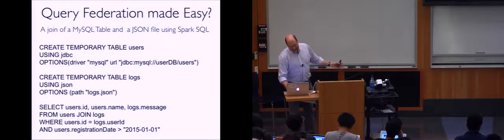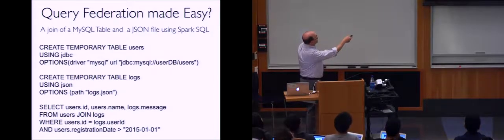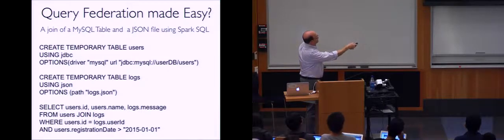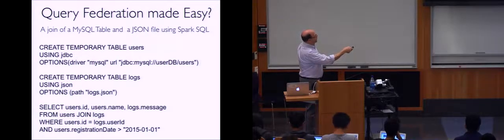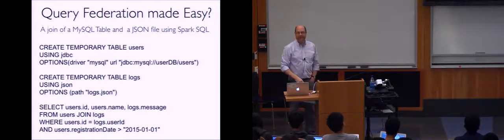More of an advertisement than anything. Once you've done this, it's kind of cool. You could say, all right, I'm going to pull in this table from a MySQL database that's stored at this location, right? And I'm going to create a temporary table called users. And then I'm going to read in this JSON file into a table called logs. And then I'm going to do joins of the user table and the logs. So I'm going to join MySQL data with JSON data just by running SQL.